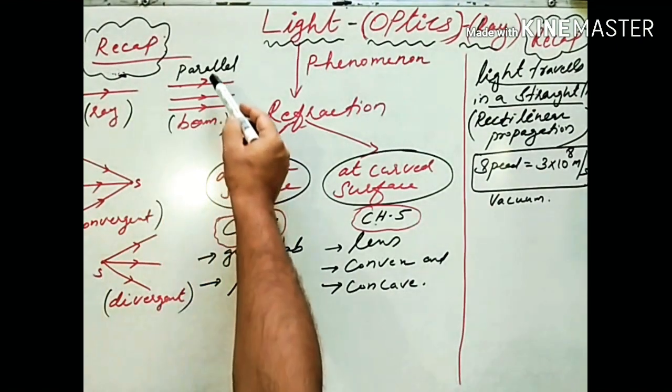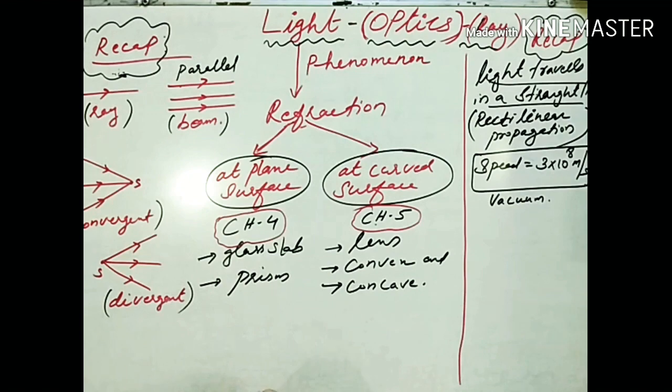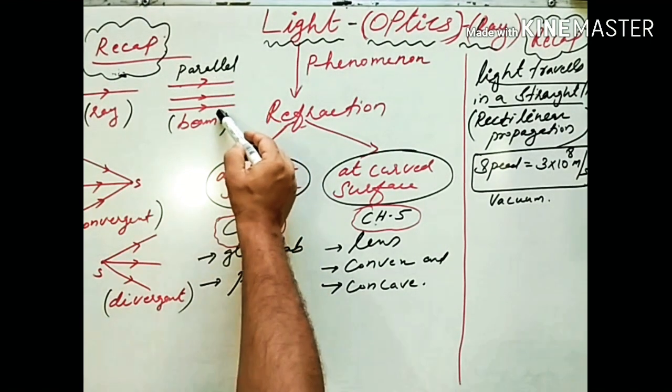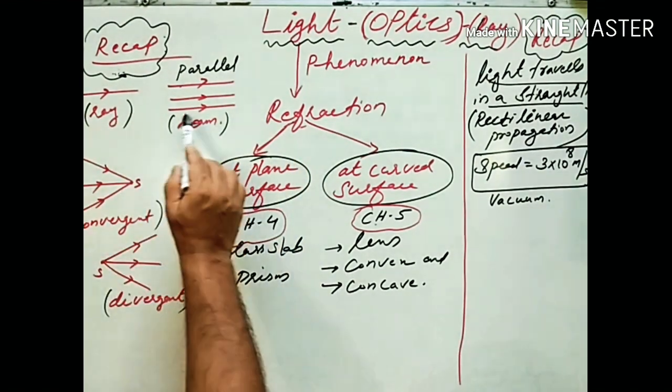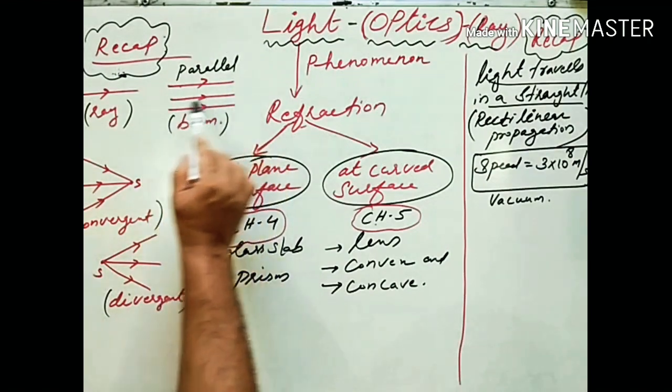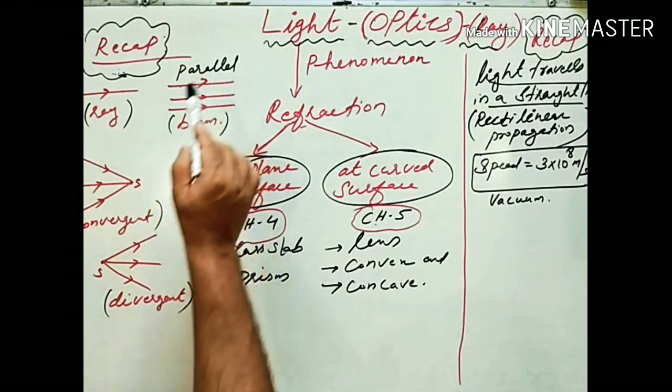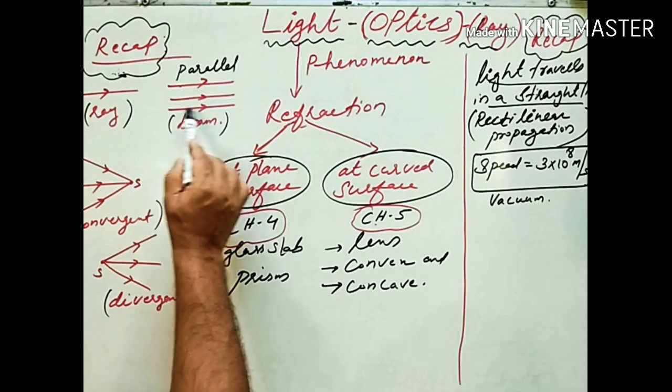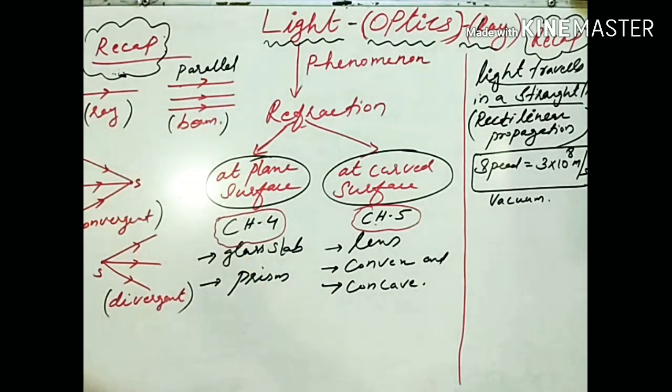Then what is a parallel beam of light? What is a beam of light? A collection of rays of light, we call it as a beam of light, a parallel beam of light, because the rays are traveling parallel to each other. You can see that equidistant parallel straight line, that we call it as a beam of light.